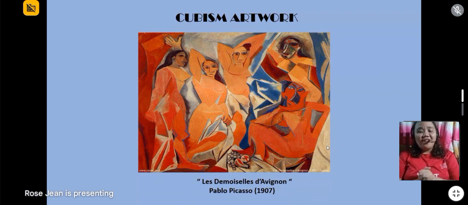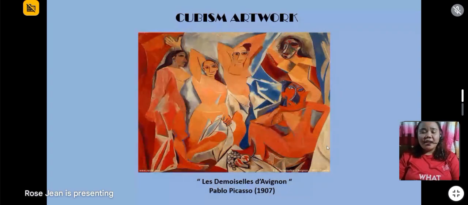So the title of the artwork refers to Avignon Street in Barcelona, a neighborhood known for its brothels and nightlife. Picasso frequented this area and may have drawn inspiration from the lively atmosphere and the diverse array of characters he encountered there.